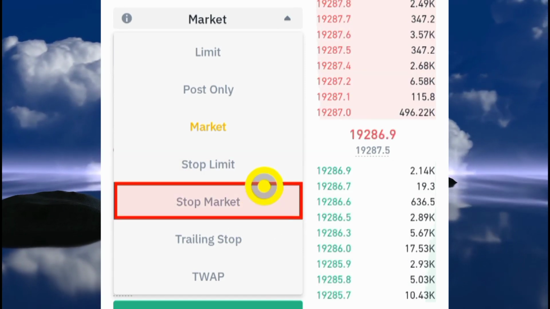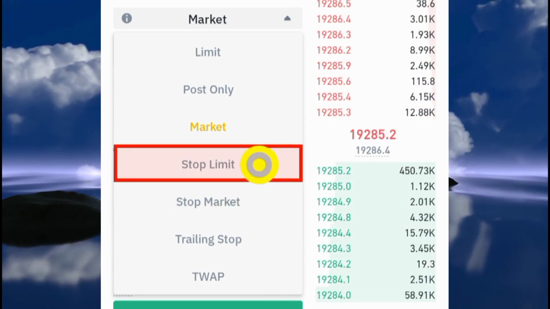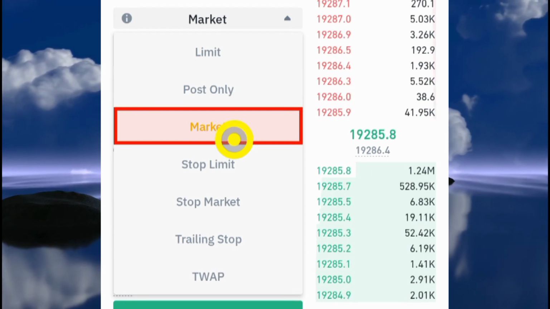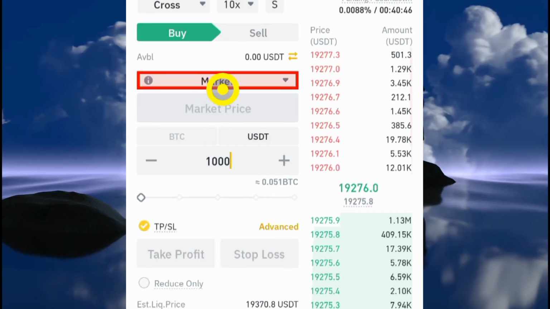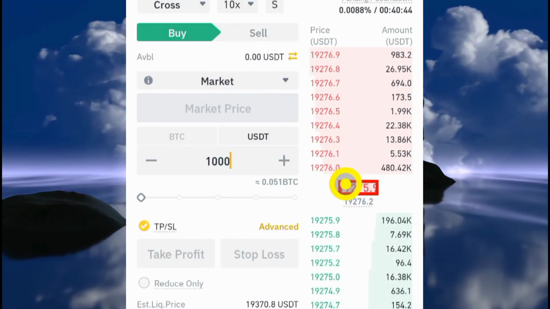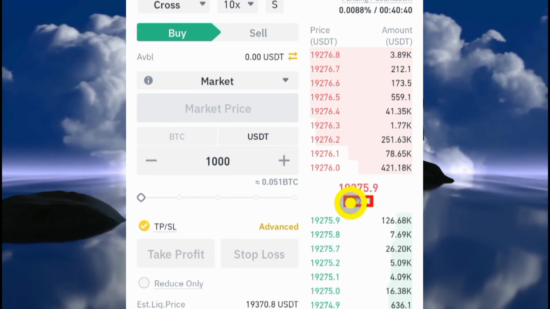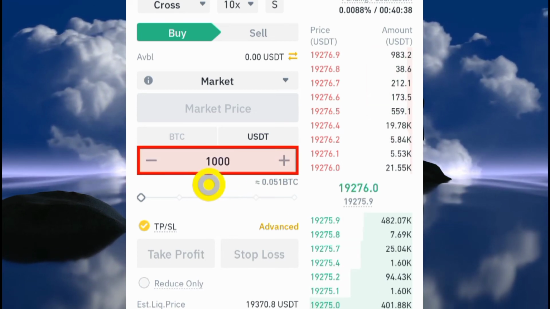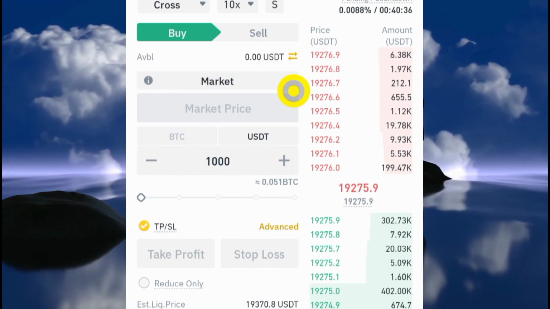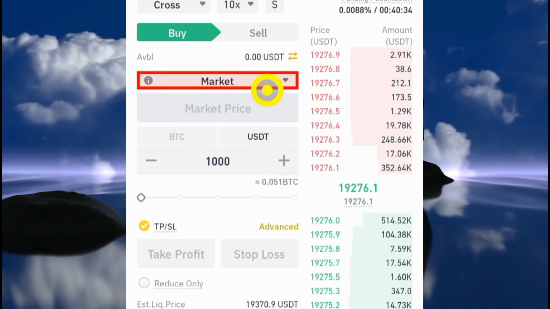Okay, so let's start with the market order. Let's click on this market here. A market order basically means that Binance is going to be buying Bitcoin for you at the next available price. So when you select this market order, that means you don't have any choice, right?